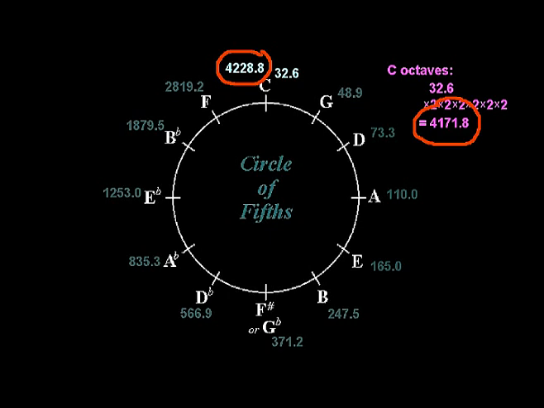It's very unsatisfying. And that little conundrum is called the Pythagorean comma because Pythagoras was the first guy to describe it. Of course, if you think about it mathematically, why would you expect these numbers to be the same?